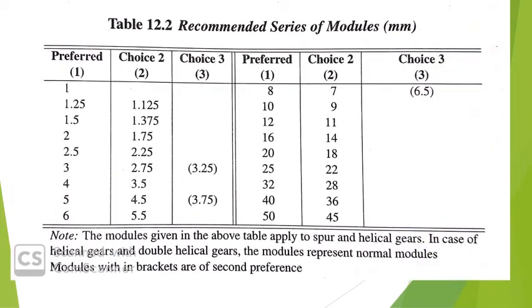Next, the standard module table, that is table number 12.2, is the same as I said for the spur gears and helical gears, but here in the case of helical gears we can see herringbone or double helical gears. The modules represent the normal modules, and as already stated, the modules within the brackets are of second preference. So as far as possible we need to go for the first column, that is the preferred one.